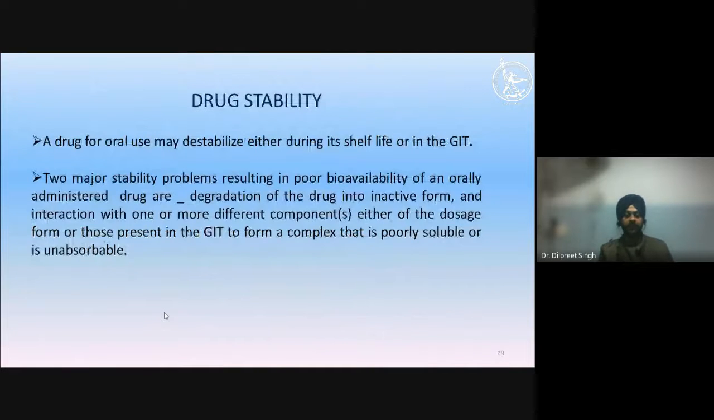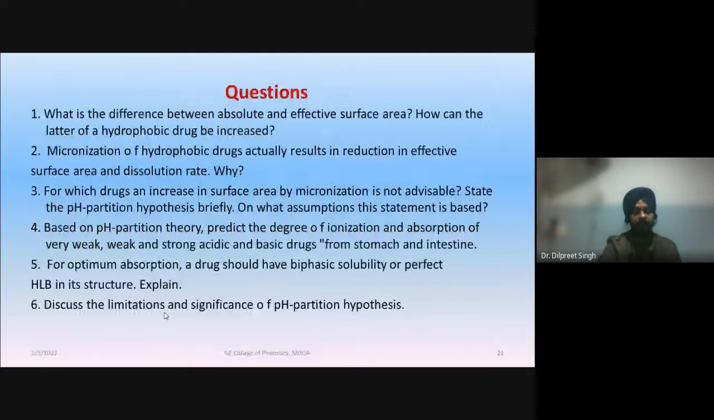Drug stability. A drug that is intended for oral use may destabilize either during its shelf life or in the GIT. So two major stability problems commence, which result in reduced oral bioavailability of an orally administered drug. Either the drug degrades into an inactive form, or it interacts with one or more different components, either in the dosage form or in the GIT, which forms an unstable complex that is poorly soluble or unabsorbable at the site of absorption.